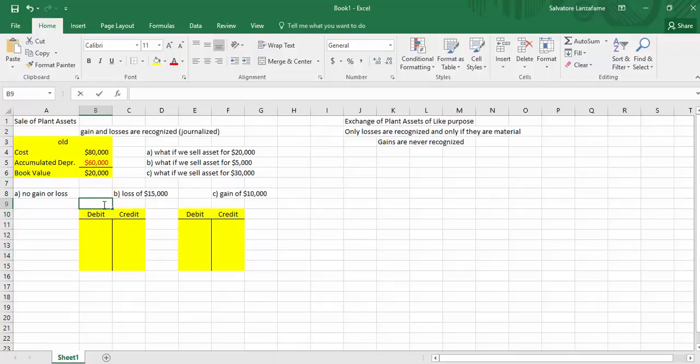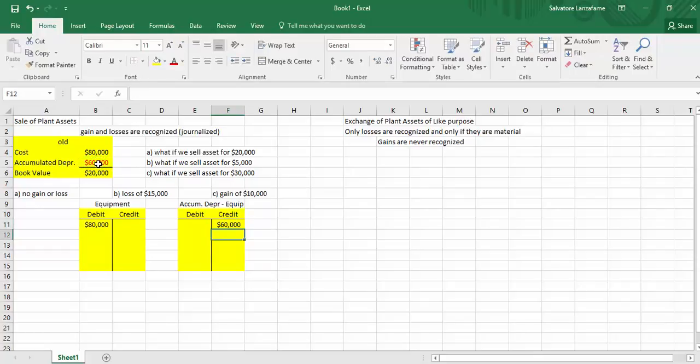And this one we are going to label, we'll call it equipment. And this one we will label accumulated depreciation, and that is for the equipment. Okay, so I'm going to enter in this $80,000 on the debit side of the equipment, and for the accumulated depreciation, I'm going to put that on the credit side.